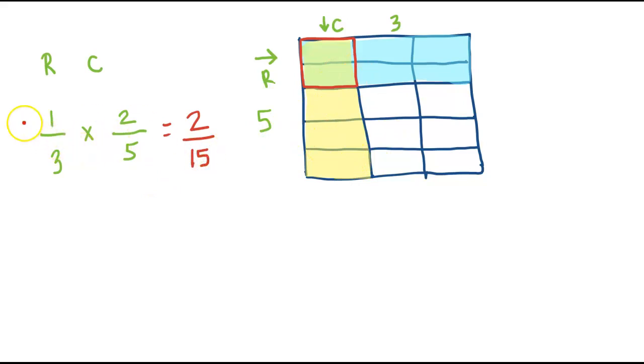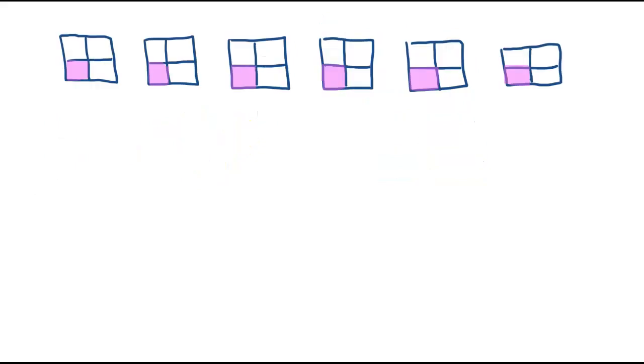And if I did this just the standard way by just multiplying top and bottom, I know 1 times 2 is 2, 3 times 5 is 15, and so this would be my product. All right, let's look at another one. Here's another one with models represented.